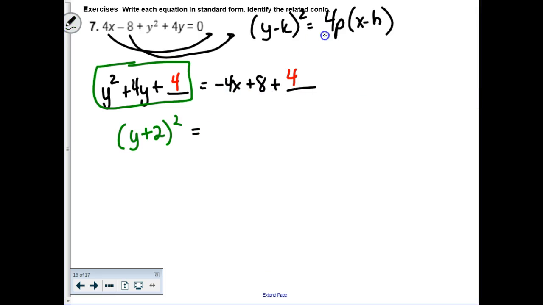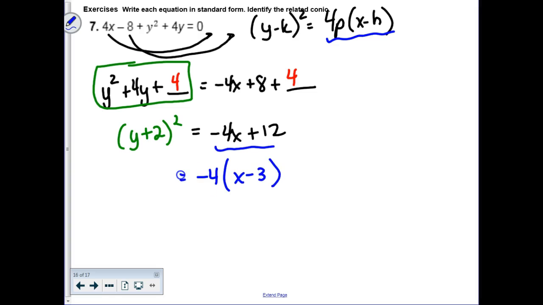But this doesn't look like this yet, because what you have is negative 4x plus 12. So in order for this to look like this, you're going to have to factor out some number. A negative 4 would be brilliant, because if you factored out a negative 4, you'd be left with x minus 3. And then I think we're exactly in that form.